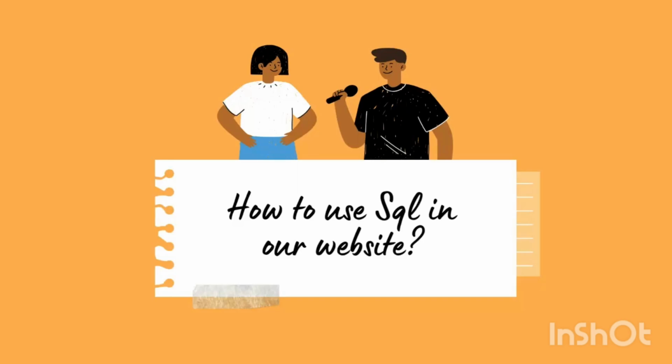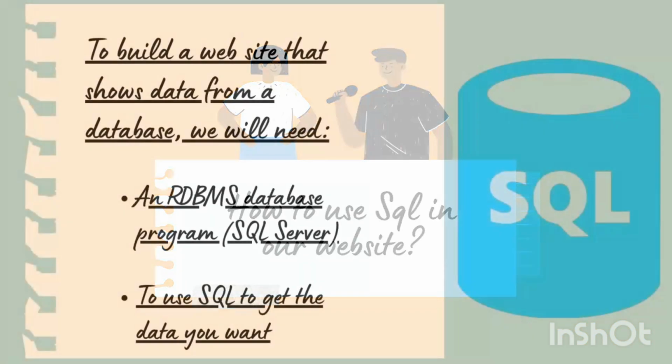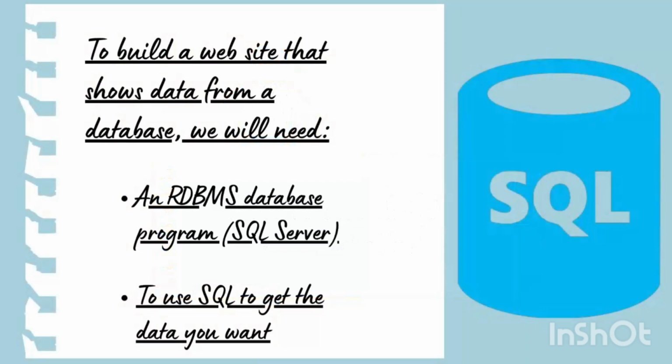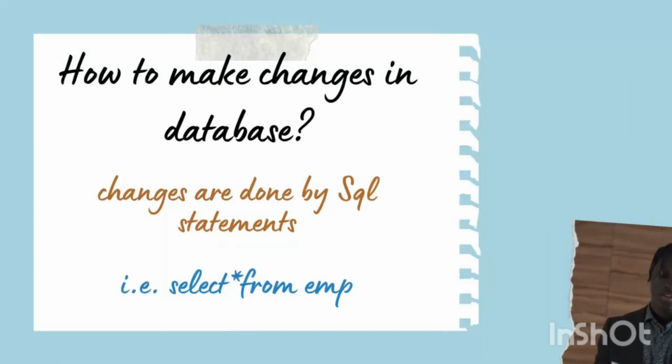In the website, we can use SQL to access the data that is stored in the server. To build a website that shows the data from the database, we will need an RDBMS, which means Relational Database Management System, to use SQL to get the data we want.